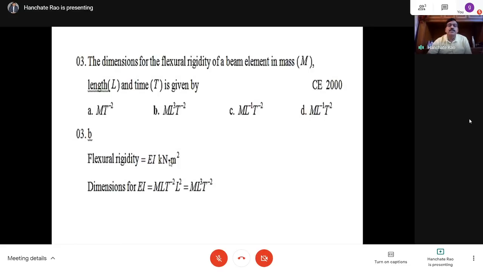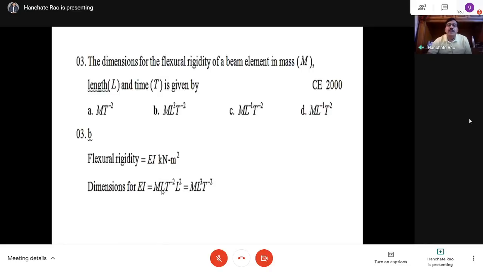Kilonewtons is force. Kilonewtons is nothing but the load or the force. Force is equal to mass times acceleration. Acceleration is L by T square. That is why we get force is equal to mass into acceleration.